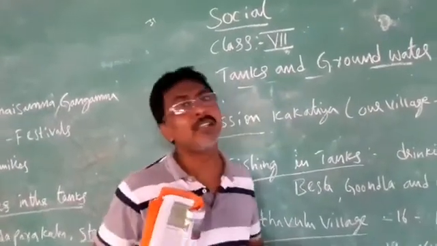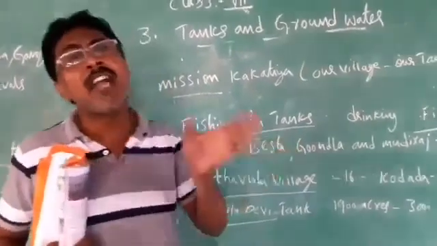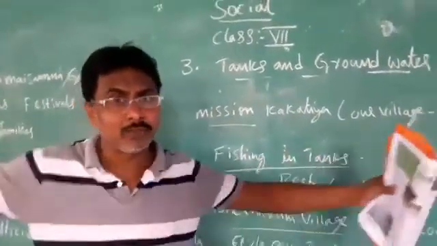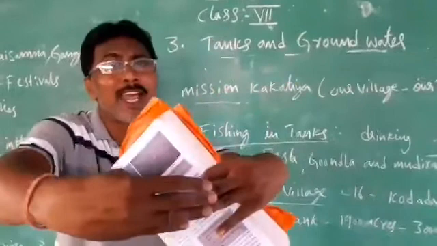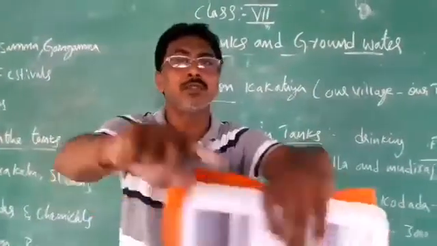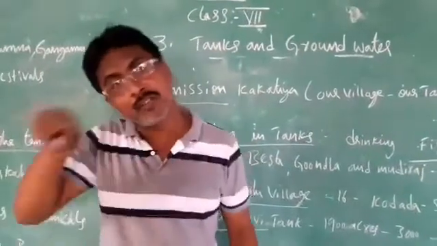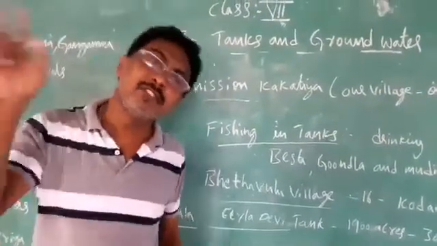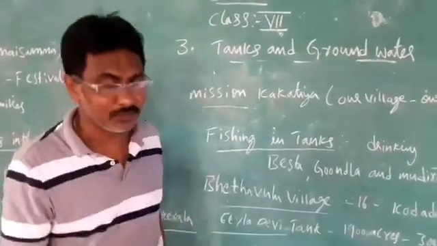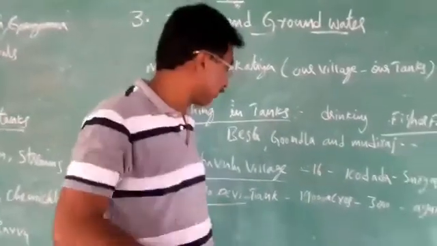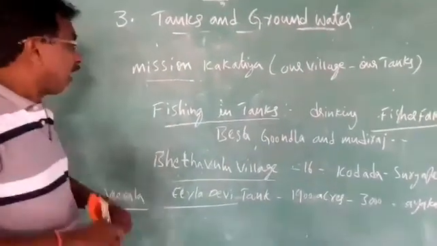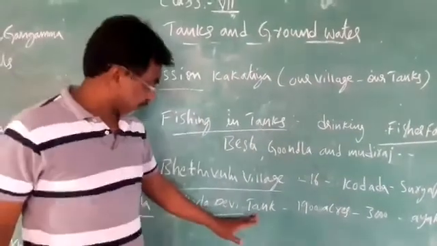And that is called the command area. It means that the river used to give water to 3,000 acres of land, and that is called the command area. That much command area used to get water for the fields, and not only for the fields but also drinking water, and the fishermen used to grow the fishes in it and catch them. That is the speciality of that one.